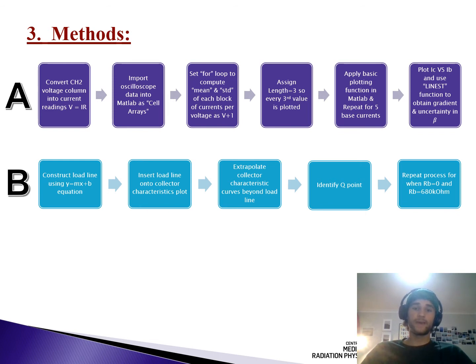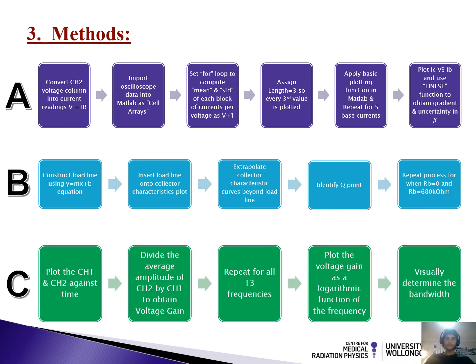This process was repeated for when IB equals 0 ohms and 680 ohms. In part C, the transfer characteristics were analysed by first plotting the channel 1 and channel 2 voltages against time. Then, the average amplitude of output voltage was divided by the average amplitude of input voltage, which provided the voltage gain for a given frequency.